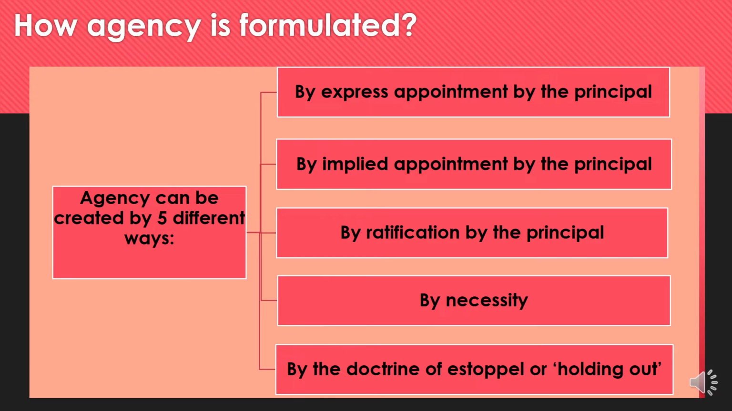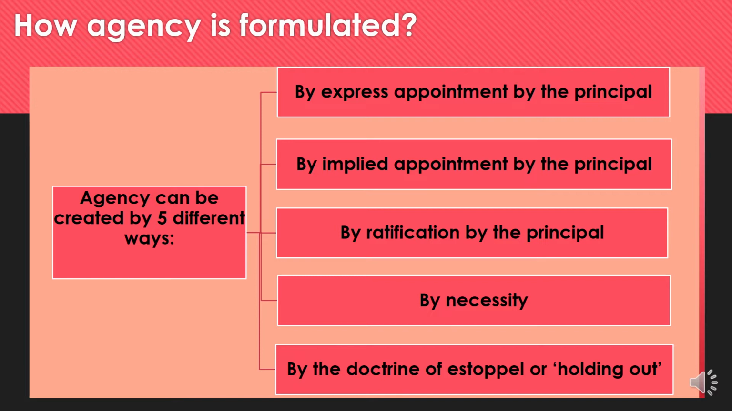There are 5 ways we can create agency. We will go one by one, but now I'll just share the 5 ways. First, by express appointment, where a person expressly and clearly appoints another to be his agent. Second, by implied appointment. Number 3, by ratification by the principal. Number 4, by necessity. Yes, agency can be formed by necessity. Number 5 is through the doctrine of estoppel or holding out. You want to know what estoppel or holding out is? You have to wait until we get to the explanation.